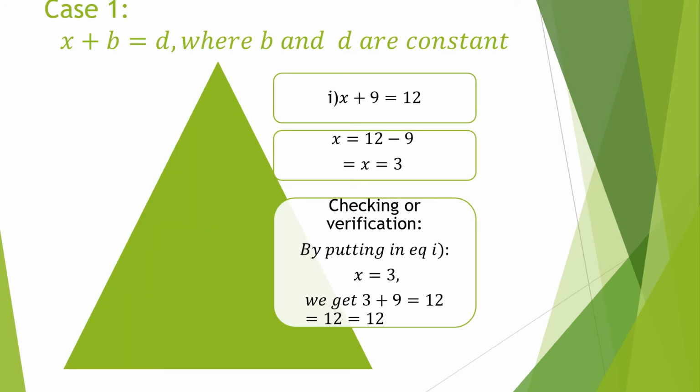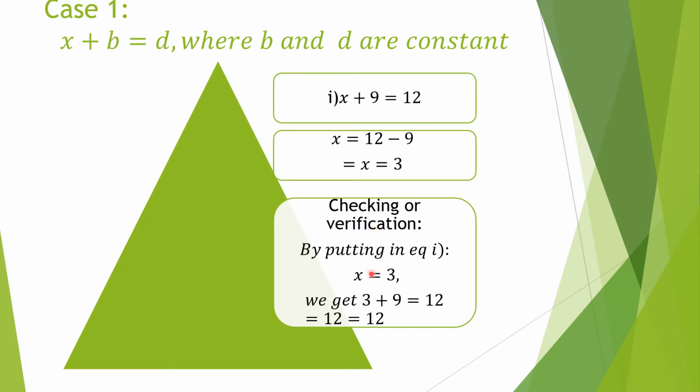Case number 1 is x plus b is equal to d. This is the form of case number 1, where b and d are constants. This is an example, and we are solving the equation of case 1. Number 1, x plus 9 is equal to 12. We have to find out the value of x. So plus 9 is shifted to the right side and it becomes minus. Plus changes into minus. 12 minus 9 is 3. x is equal to 3 is the answer.